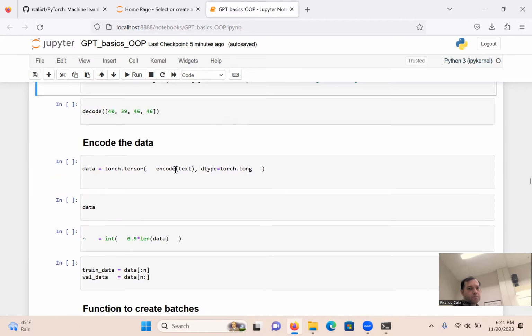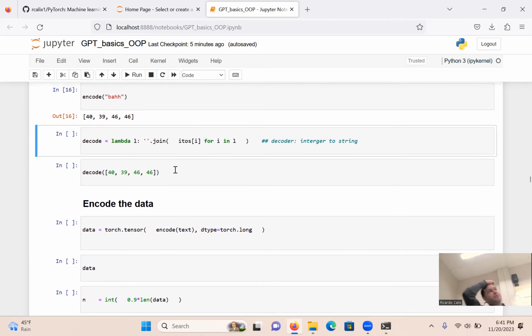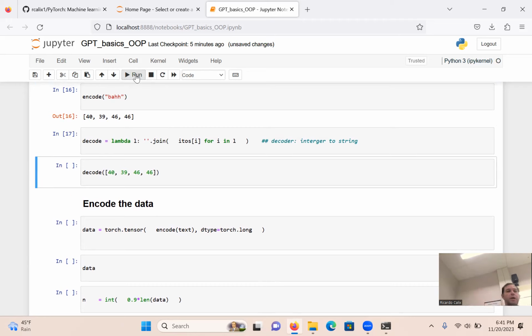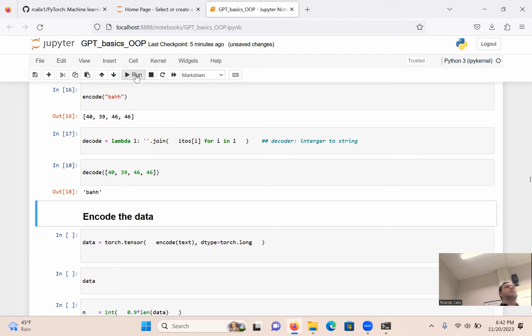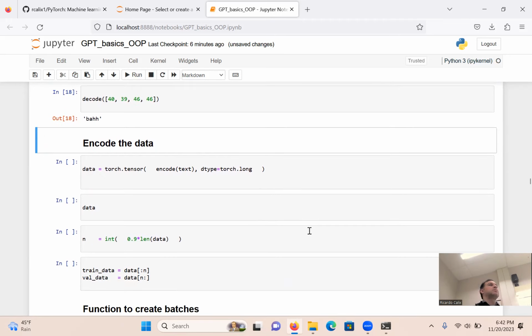All right, so now let's define the decoder, again with a lambda function, and now I give it the 40, 39, 46, 46, and it should give me back the text. And there it is. Got it? All right, so I think this should be pretty obvious and clear. Now that we have that, we are going to go ahead and start. Remember that everything that we give into the transformer needs to be tensors.